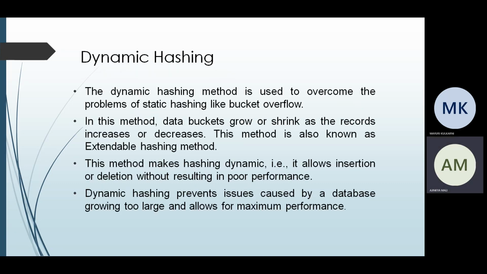Dynamic hashing. The dynamic hashing method is used to overcome the problems of static hashing, like bucket overflow. In this method, data buckets grow and/or shrink as the records increase or decrease. This method is also known as the extendable hashing method. It makes hashing dynamic, that is, it allows insertion or deletion without resulting in poor performance. And dynamic hashing prevents issues caused by a database growing too large and allows for maximum performance.